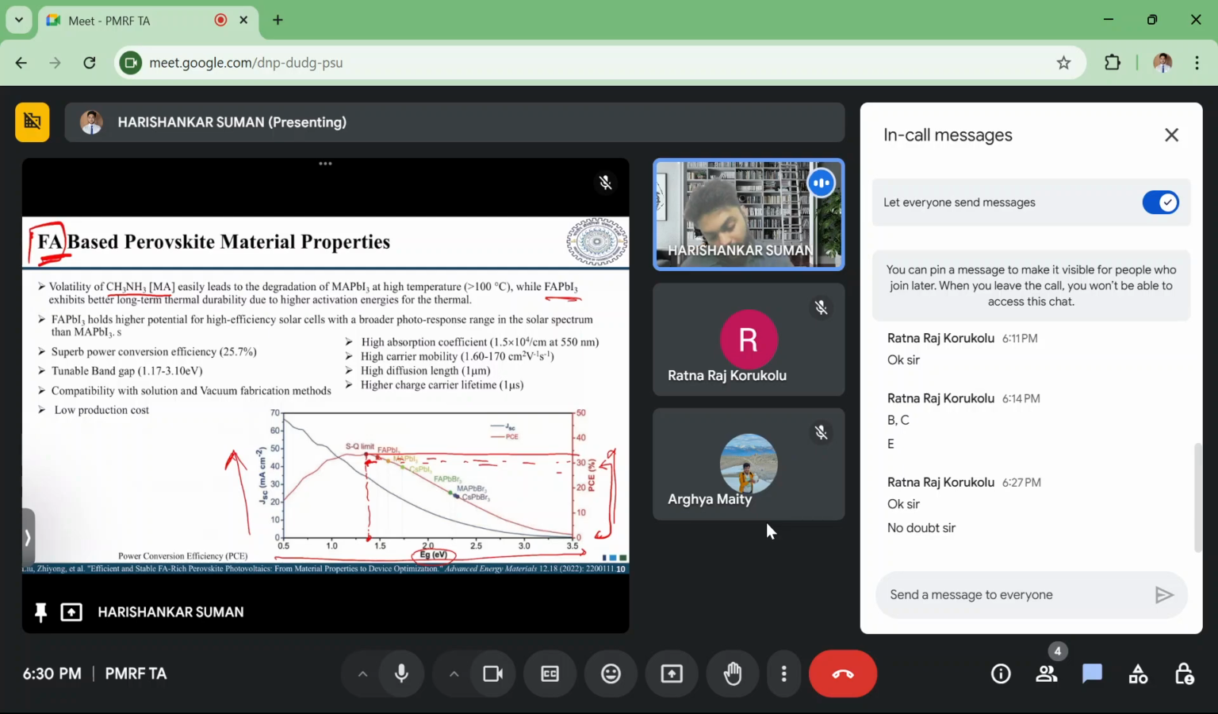MA easily degrades and converts to the delta phase in the presence of high temperature, but FAPI has better long-term thermal stability due to the higher activation energy of the thermal. So FA-based also has an advantage. So this is about the perovskite.